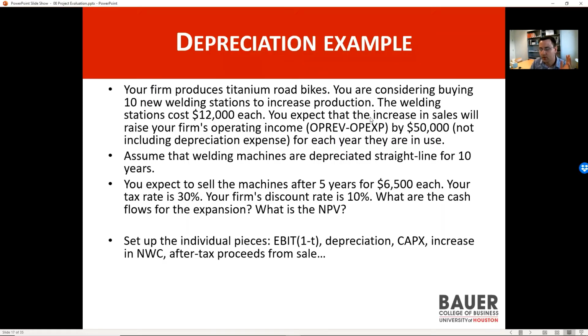So if you look at the old exams, you'll see about half the old exams have an example using CAPX and depreciation. The other half have examples using net working capital. Okay, so we'll start with the CAPX plus depreciation project example. In this case, your firm is producing titanium road bikes. Okay, you're considering welding stations, right? That's the new investment. 10 new welding stations, that's going to help you produce more bikes.